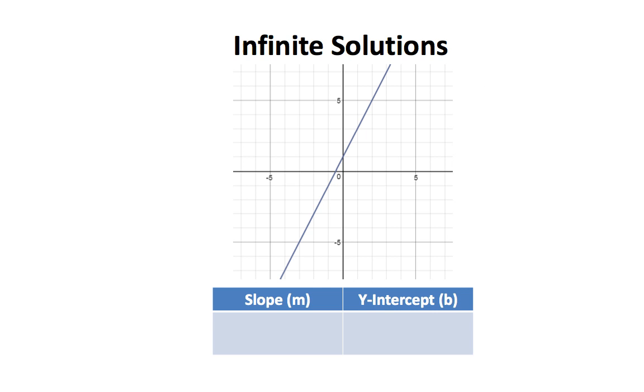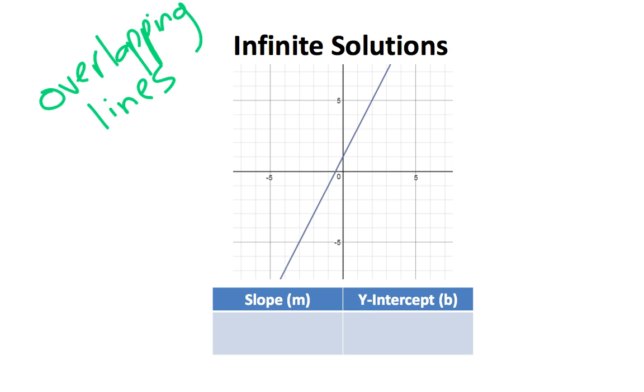In our last example, we have a linear system where there are infinite solutions, which means that there are two lines overlapping one another. Because these two lines are overlapping, that means there are an infinite number of points of intersection. There could be one here, one here, one here, one here, one here. Anywhere along the line, there would be a point of intersection.